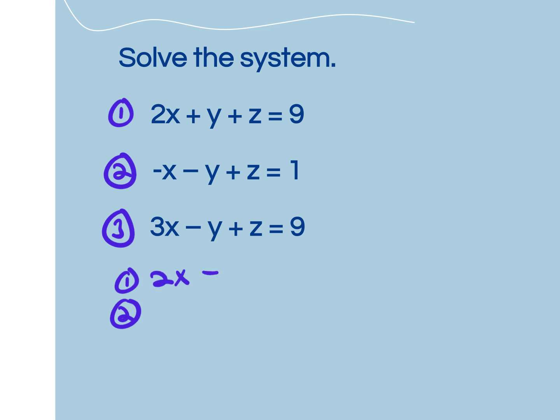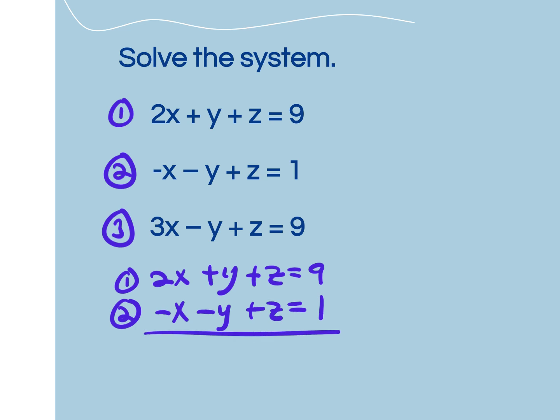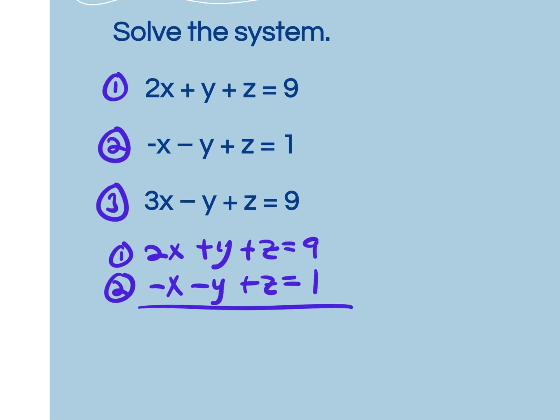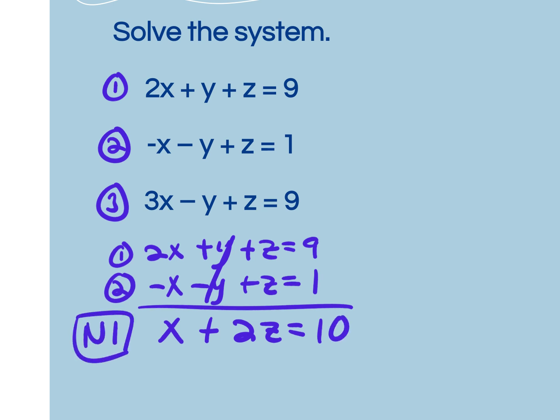So we have 2x plus y plus z equals 9. Negative x minus y plus z equals 1. And then combining these, 2x minus x is just x. The y's cancel out, and then we get x plus 2z equals 10. So this is our new equation number 1.